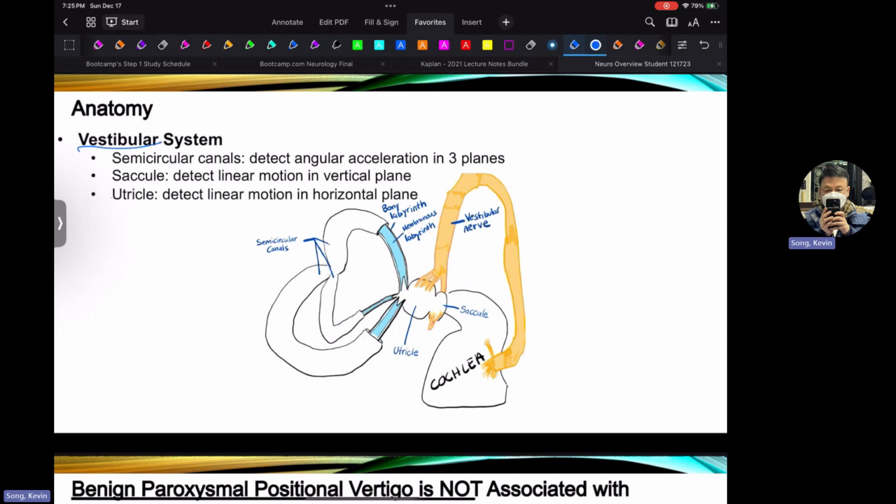Vestibular means kind of the proprioception thing. So three things: semicircular canal, and then saccule, and then utricle. The semicircular canal is basically three things: one, two, three. One, two, three. The anterior is for horizontal, and then the superior is vertical.